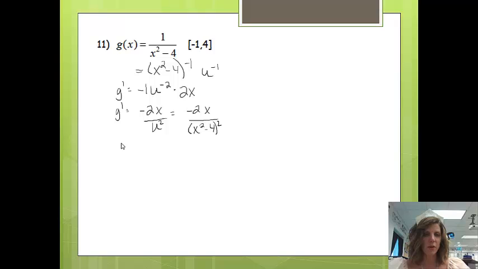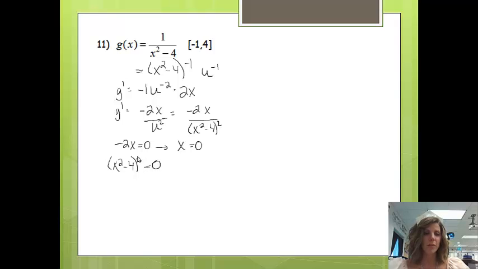All right, now to get critical numbers, we want to first look where that derivative would equal 0. Well, the derivative would equal 0 when the numerator equals 0. And so my critical number for that part would be x equals 0. A critical number also occurs where the derivative is undefined. So I also want to look in the denominator, where would x squared minus 4, squared equal 0.